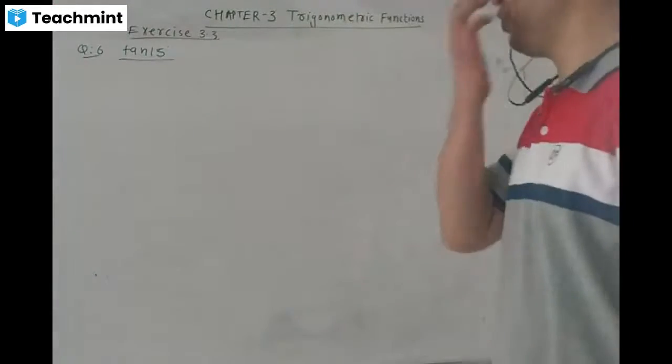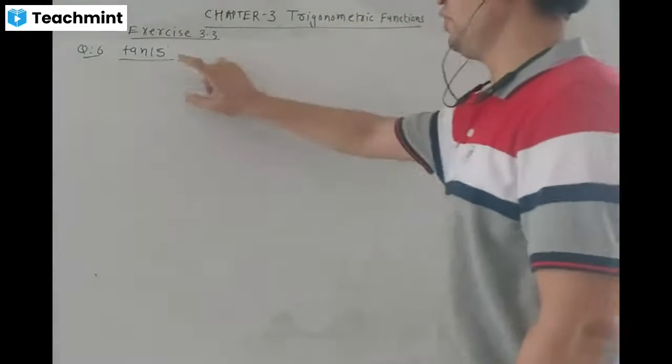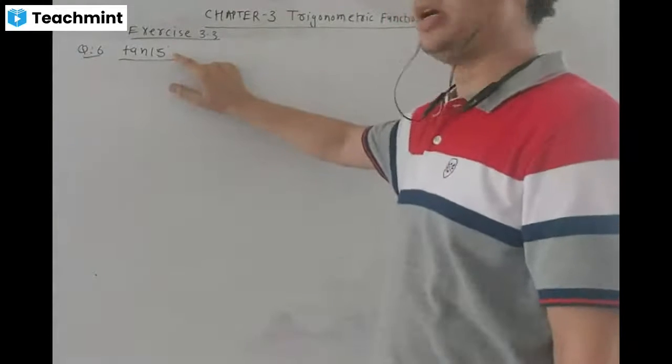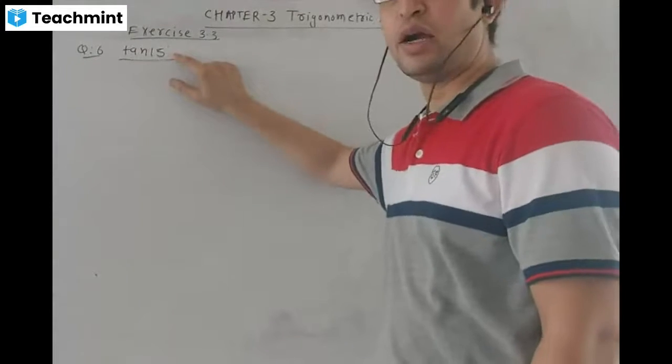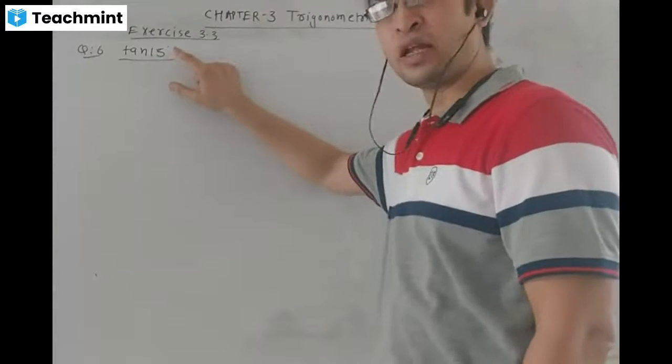Tan 15. And how to find the value of tan 15? The difference between two angles is 15. Here the difference between two angles is equal to 15.